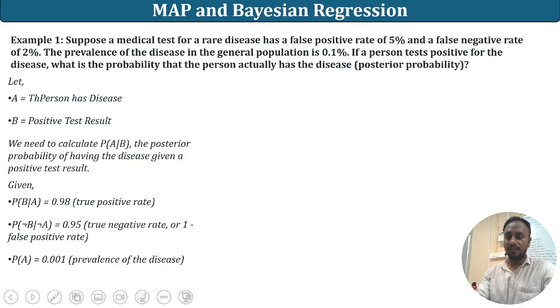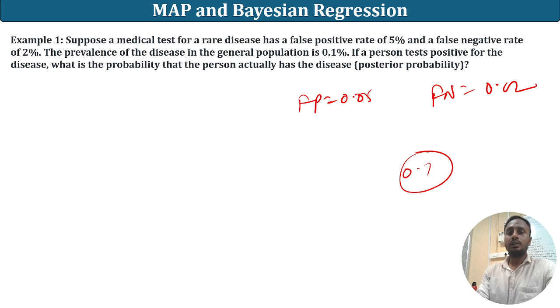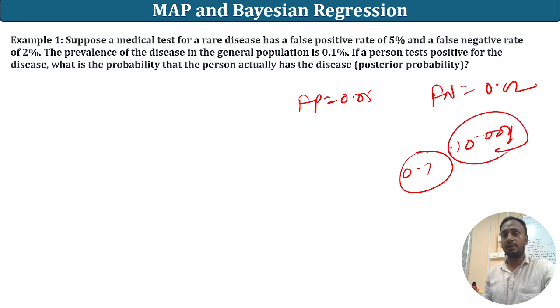So can we see one example? Suppose a medical test for a rare disease has a false positive rate and a false negative rate. The prevalence of the disease in the general population is 0.1 percent, so it becomes 0.001. If a person tests positive for the disease, what is the probability that the person actually has the disease?